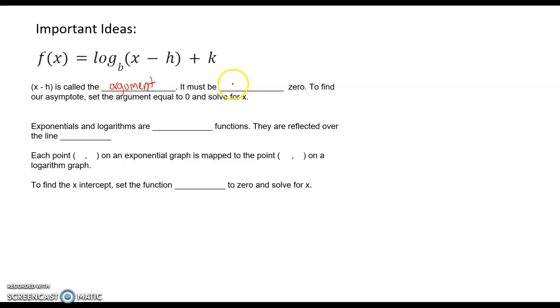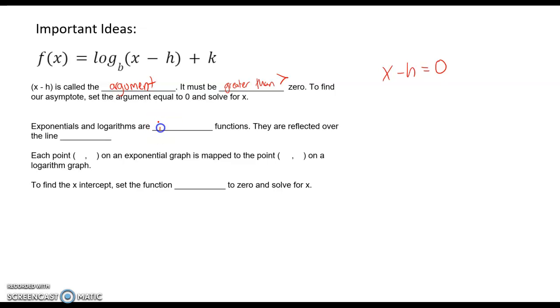It has to be greater than 0. And I know on your notes there's not enough room to write greater than, so you can just write the caret there. To find our asymptote, we're going to set our argument equal to 0 and solve it for x. I'm going to set x minus h equal to 0 and solve it.